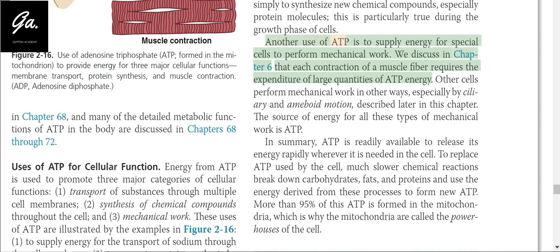Another use of ATP is to supply energy for special cells to perform mechanical work. We discuss in Chapter 6 that each contraction of a muscle fiber requires the expenditure of large quantities of ATP energy. Other cells perform mechanical work in other ways, especially by ciliary and amoeboid motion, described later in this chapter. The source of energy for all these types of mechanical work is ATP.